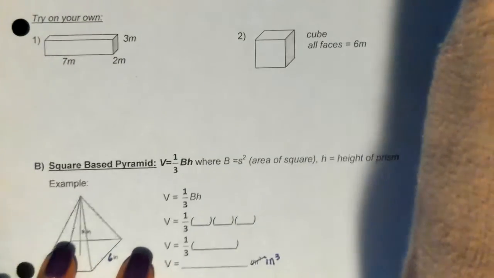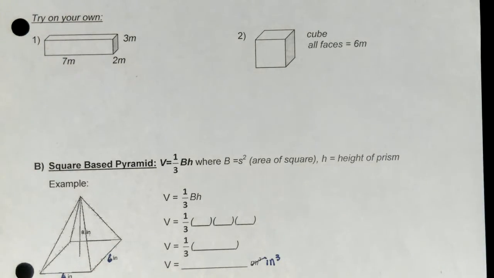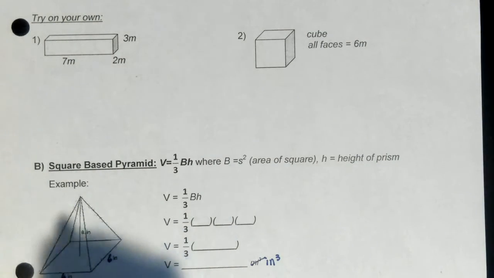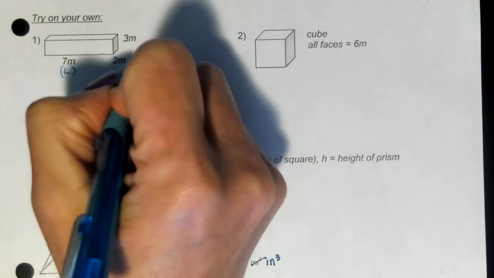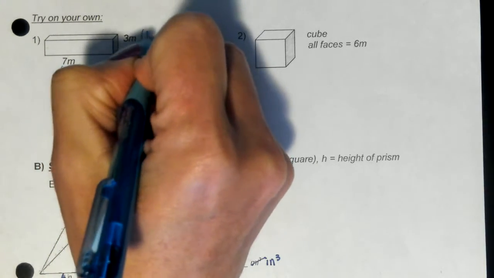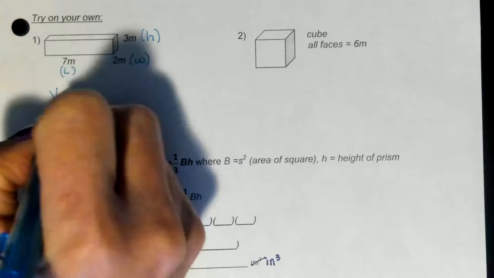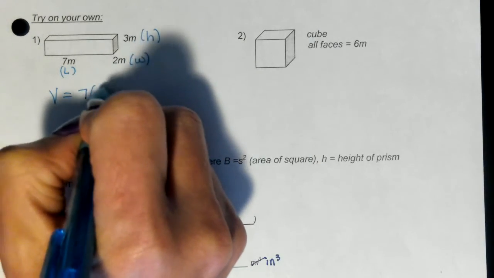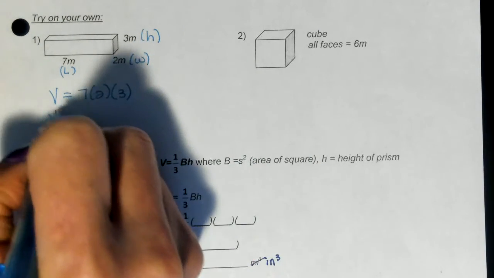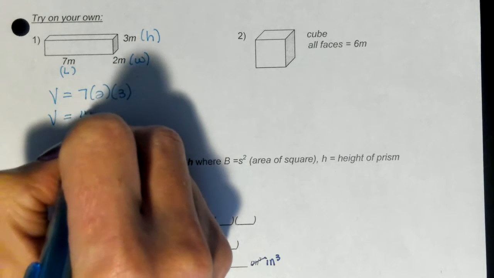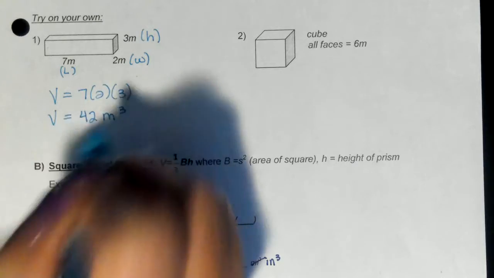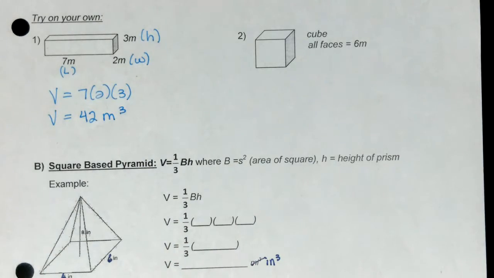Next one. Again, if you'd like to try these on your own and then check back with me, you're welcome to pause the video and then try them on your own and then check and see if you did them correctly. If you're not comfortable yet, feel free to just follow along with the video. So this is my length, this is my width, this is my height. So I'm just going to take those 3 pieces, 7 times 2 times 3, multiply them all together. 7 times 2 is 14, times 3 is 42, and our units are meters cubed.